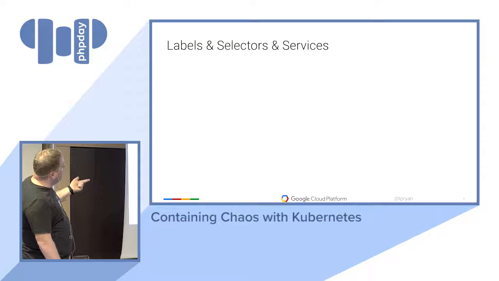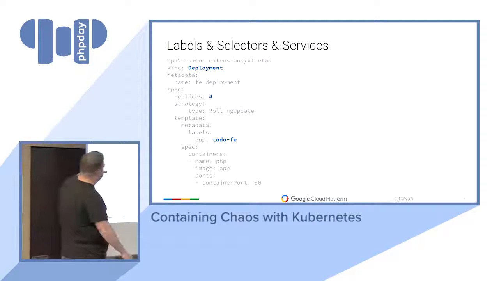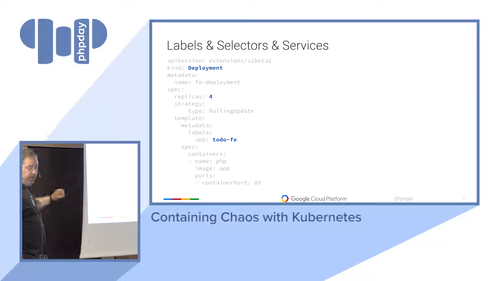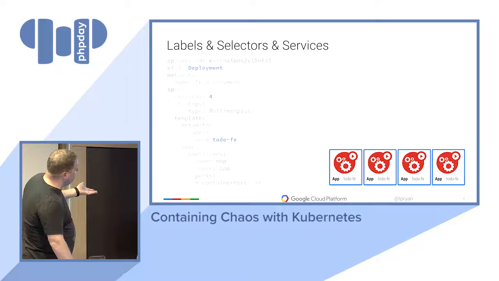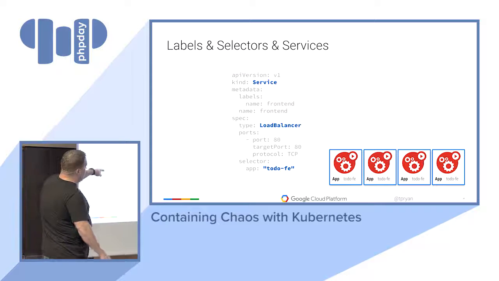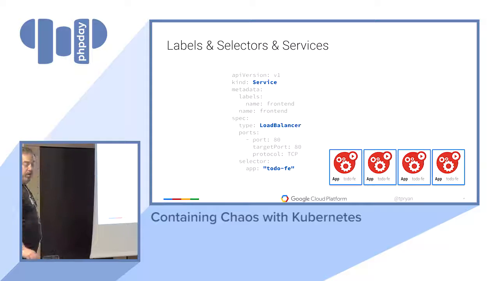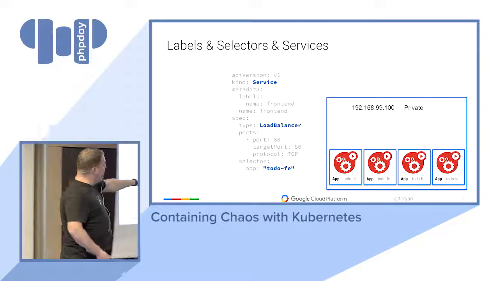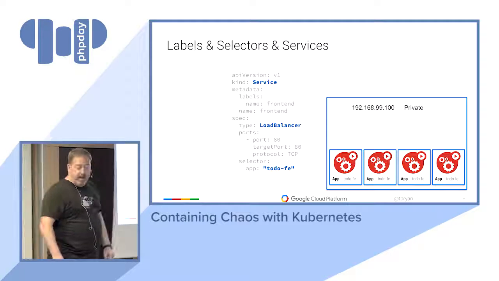And they work with services. So here in this deployment, I have a label of app: todo-fe. So app equals todo front end. And that spins up these pods. In my service, I say selector app: todo-fe. Those two are equal, so it knows it's going to wrap a service and serve up port 80 on these pods to that IP address. And since it's type load balancer.